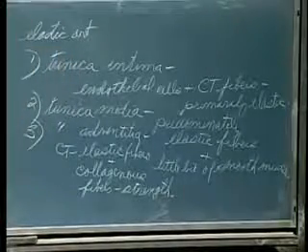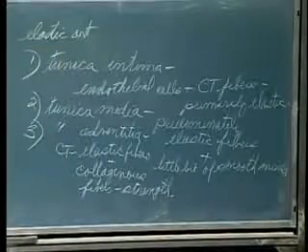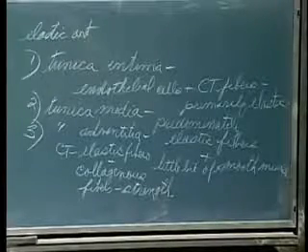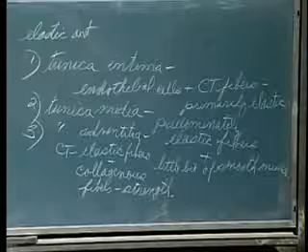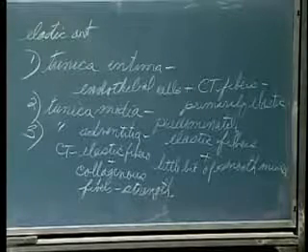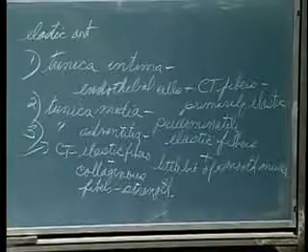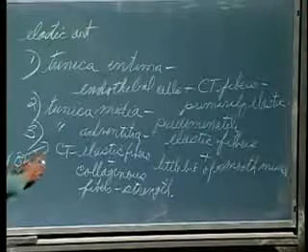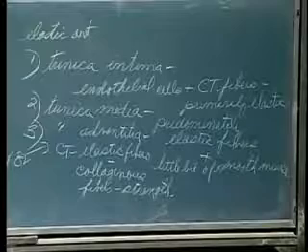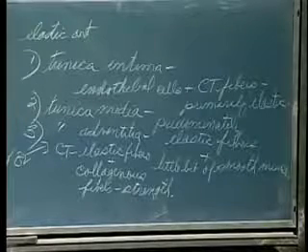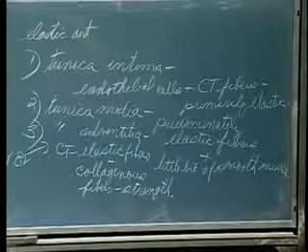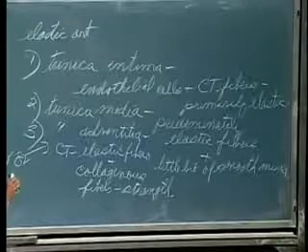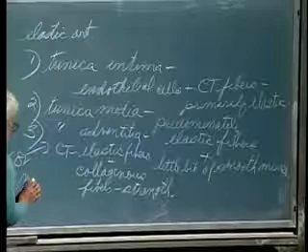The adventitia has something else that the other layers do not have. It has the blood vessels of the blood vessels. So we'll find the blood vessels of blood vessels in the adventitia layer. The correct name for this are vasa vasorum. Vasa vasorum.